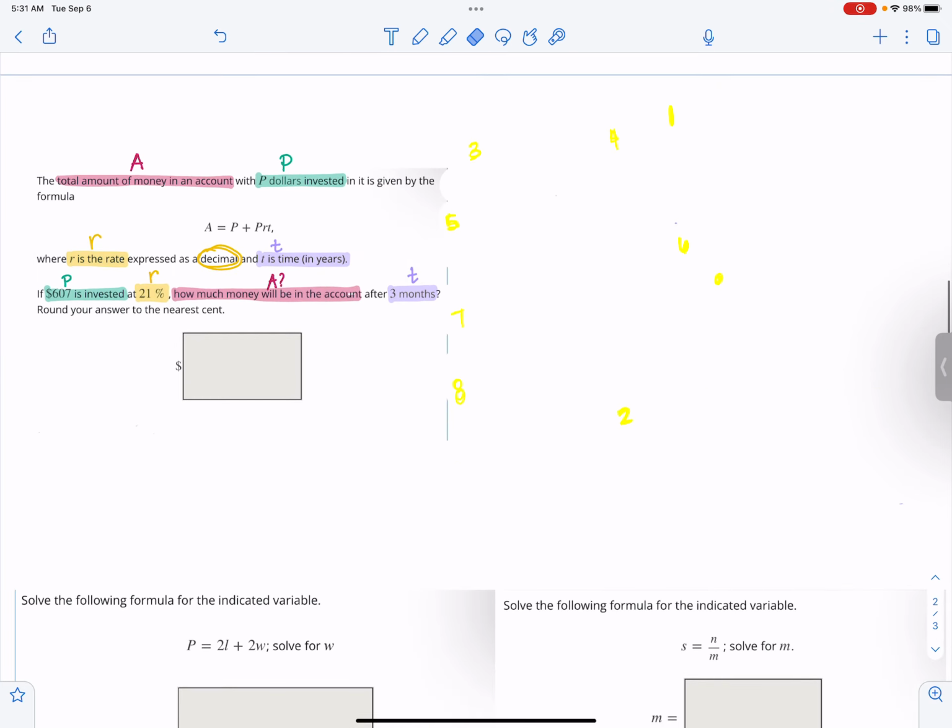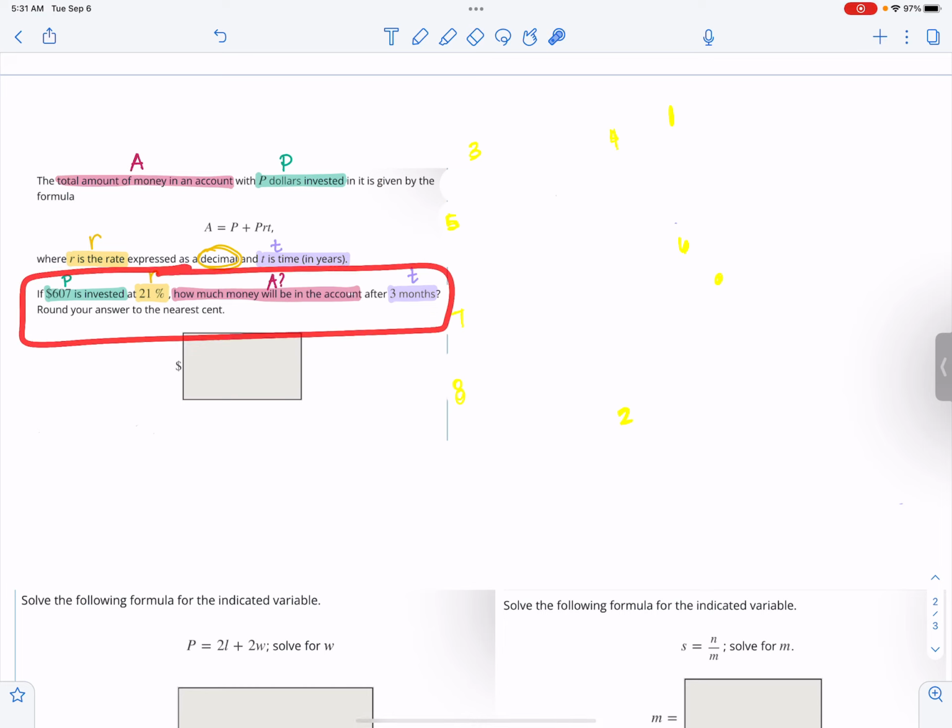All right, here's one along the similar lines. They give us a different formula, but then they also do a couple of different things. So I wanted to do this one as well. I went ahead and marked up the problem on the left just to save some time in the video. But the problem itself says the total amount of money in an account with P dollars invested is given by the formula A equals P plus PRT, where R is the rate as a decimal and T is the time in years. Okay, so that's kind of the background information.